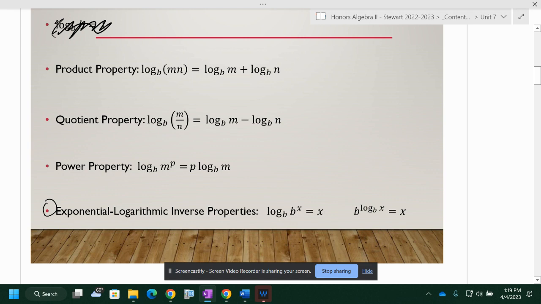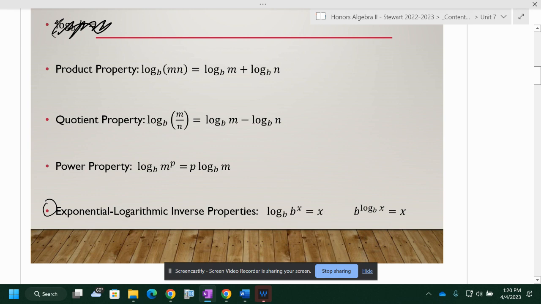If your base and your number are the same, if you have an exponent, that's your answer. Or if you have a base to an exponent that is a logarithm that has the same base, then whatever's out front of that logarithm is going to be your answer. The reason that happens is because of that whole switch that you also have to know about how to switch from an exponential to a logarithm. It gives you that answer.